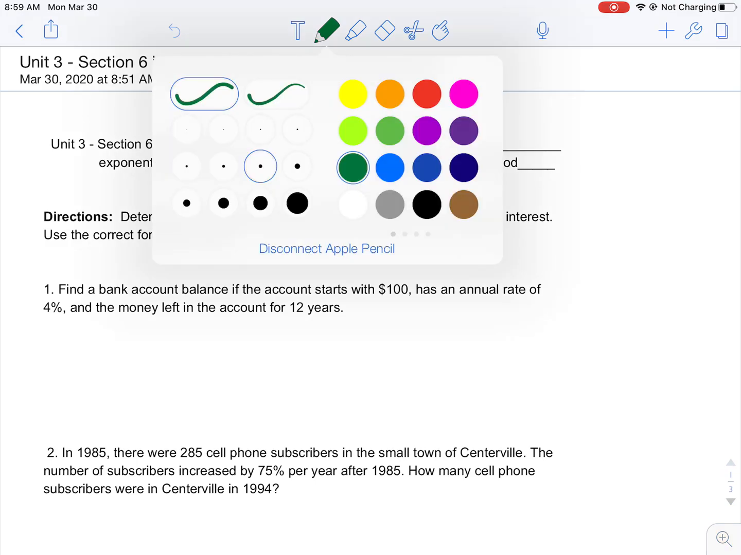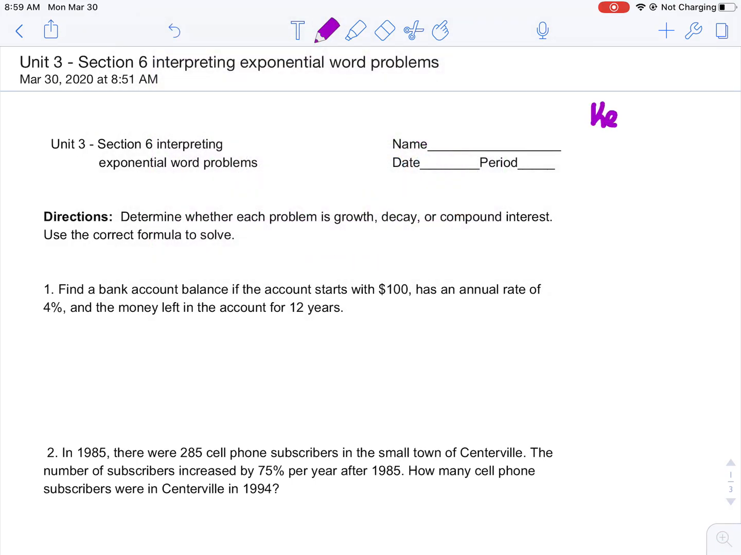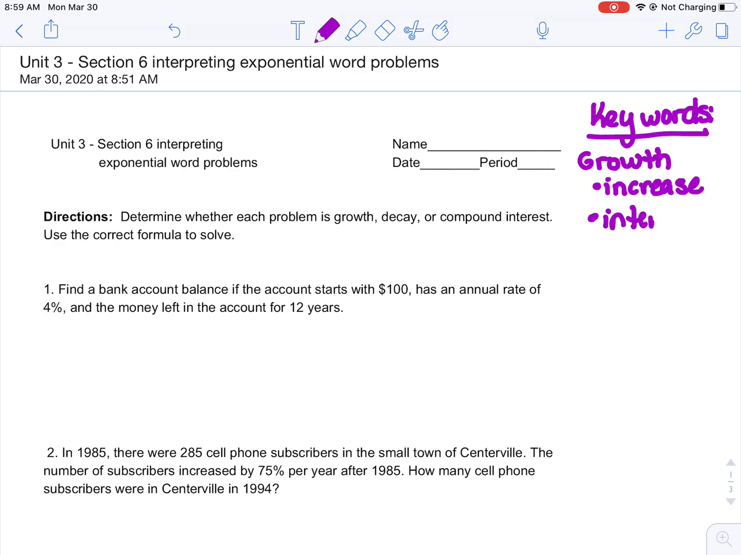Before we start, I want to talk about keywords to look for. So a couple of the keywords to look for are growth. If we're looking at a growth, think about what that would mean. We would talk about increase. We might talk about just a plain old simple interest. And we might see the word appreciate. So we're going to look for those words. Okay? And that would lead us to understand that we need to use the growth equation.